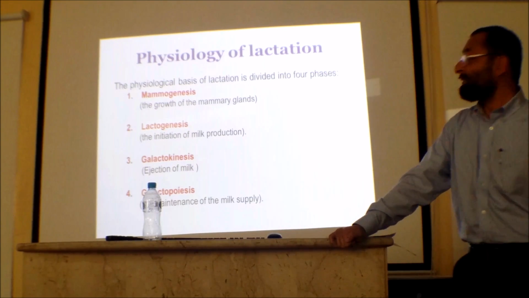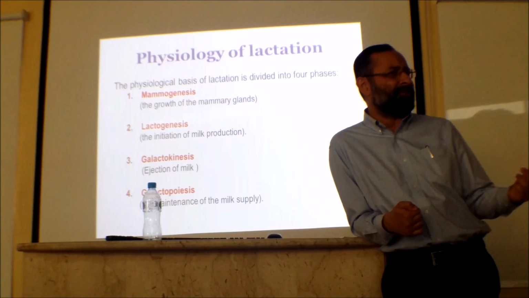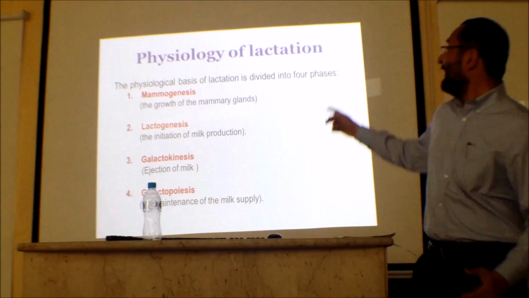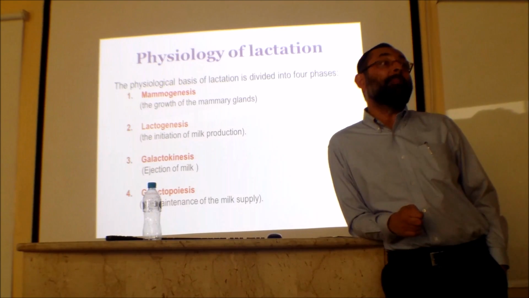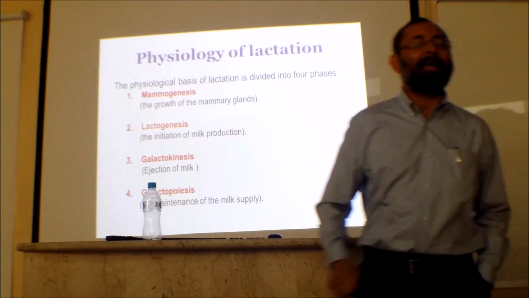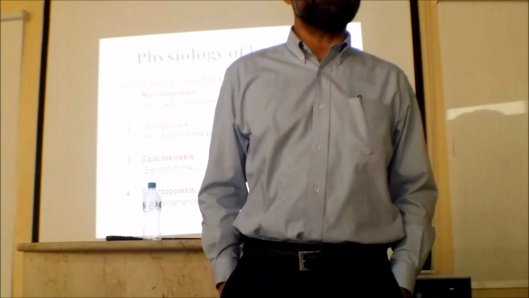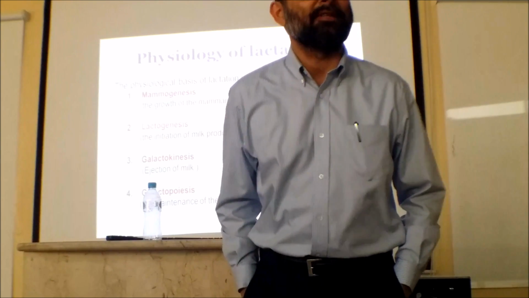The second term is lactogenesis. The term lacto pertains to the milk actually, okay? And milk comes from the mammary glands. So the term lactogenesis is for the initiation of the milk production. Now that's very interesting. Lactogenesis. Now, again going back and dividing into phases of life, where will you fit this process of lactogenesis?